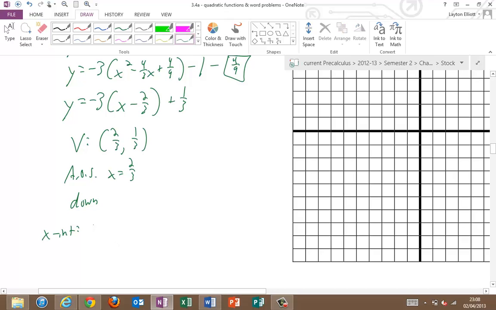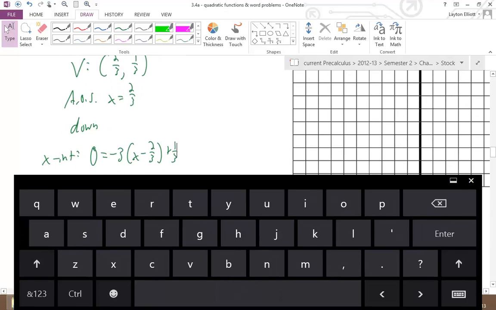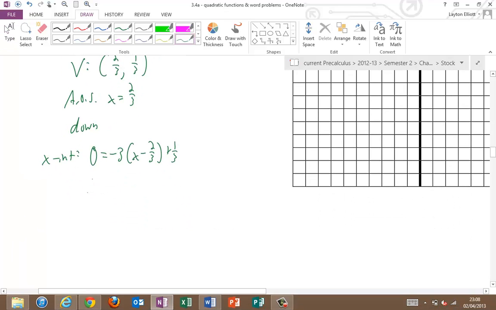My x-intercept is going to be 0 is equal to negative 3 times (x minus 2/3) squared plus 1/3. Subtract 1/3 and divide by negative 3, and I get 1/9 is equal to (x minus 2/3) squared. So plus or minus 1/3 is equal to x minus 2/3. X is equal to 2/3 plus or minus 1/3, which is equal to 1 or 1/3.